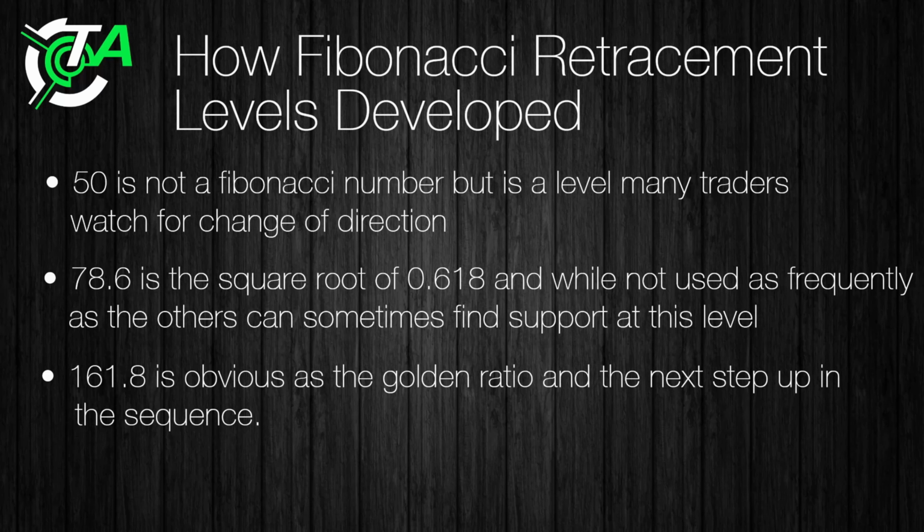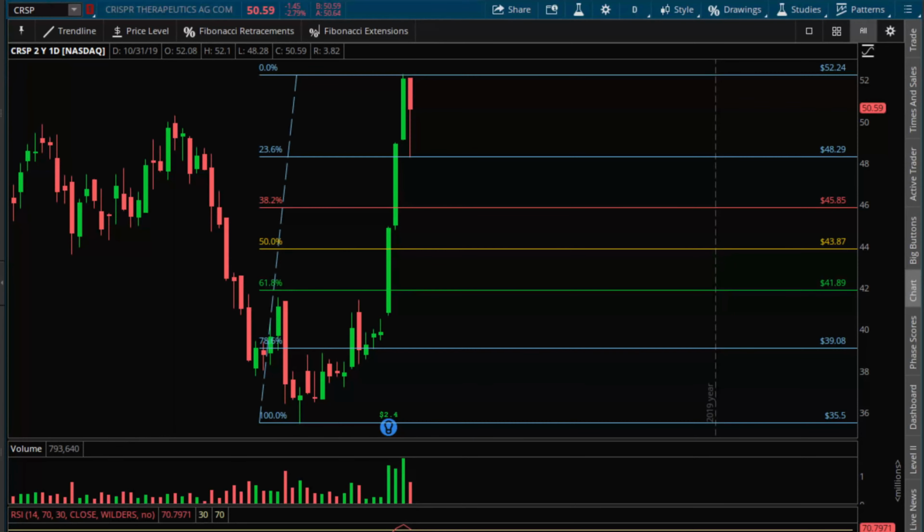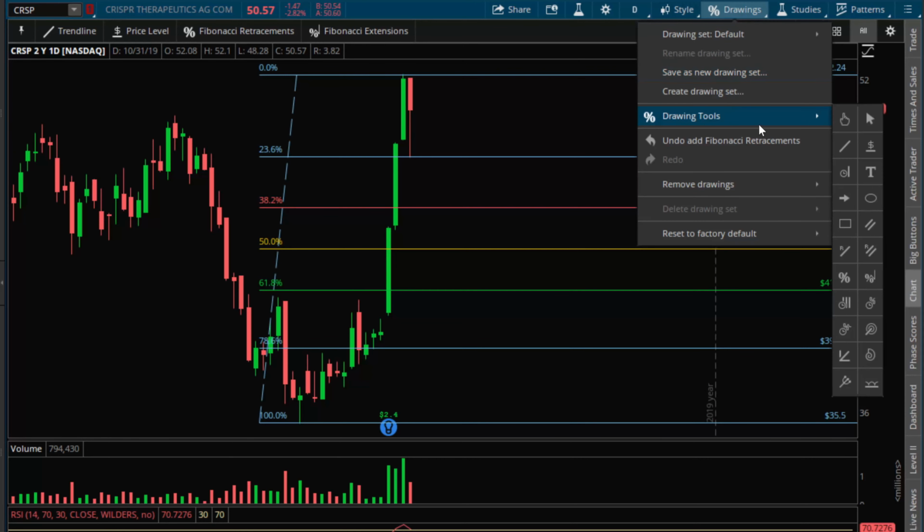Now, let's go ahead and pull up some charts here, and we'll get into a little bit of charting of the Fibonacci levels. All right, so the first stock we're going to look at here is CRISPR, or CRSP. If you don't have the Fibonacci tool in your chart, you go up to your drawing tools, and then click on this percentage sign, which is going to be your Fibonacci retracement.